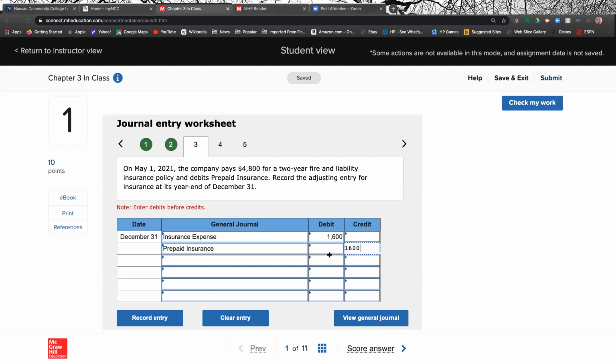Another way to do it would be this. If I have $4,800 for a 2-year policy, $4,800 divided by 24 is $200 a month. And $200 a month times 8 months is $1,600, right? So either way, how you do the math isn't that important, but there's more than one way to get the answer, right? So debit insurance expense, credit prepaid insurance, $1,600.